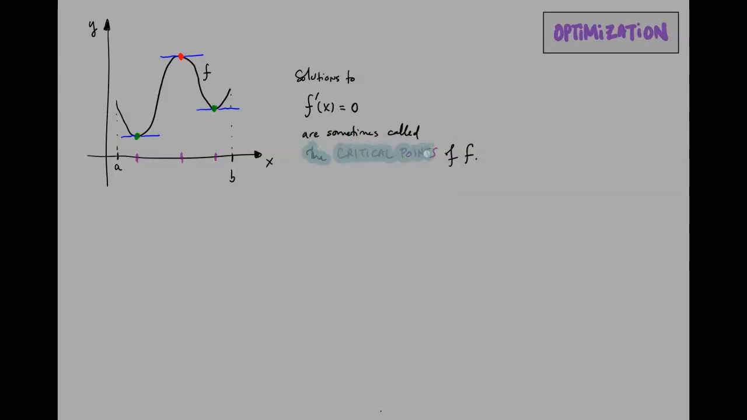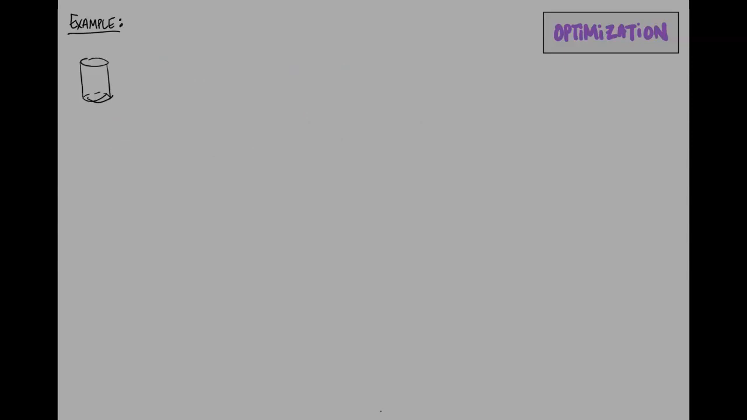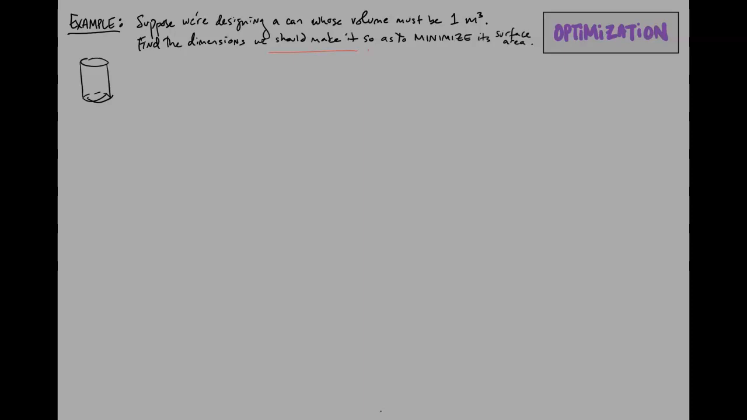Okay, and now I think we're ready to move on to our first example. Let's suppose that we are designing a can, an ordinary metal cylinder that might contain soup or beer or peas or whatever. Suppose we're designing a can whose volume must be 1 cubic meter. Well, that's a big can, so it's probably not going to have soup or beer or peas in it. But anyway, we are in charge of designing such a can. And our job is to find the dimensions we should make it so as to minimize its surface area.